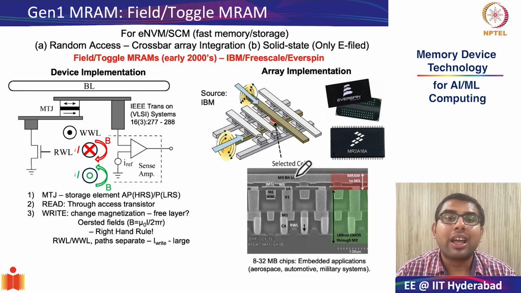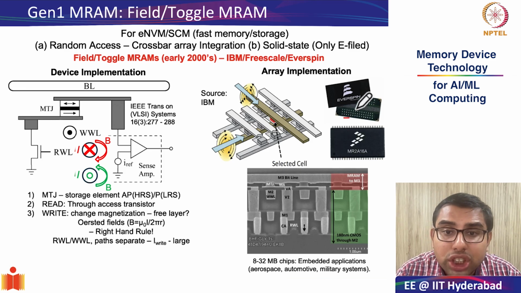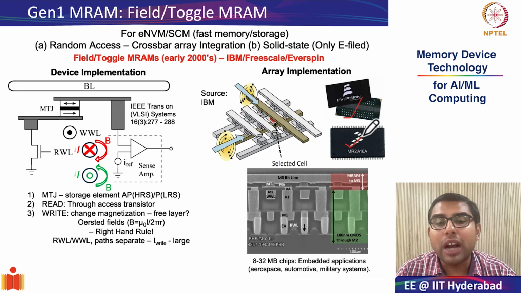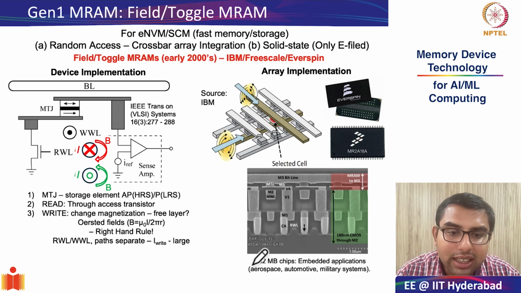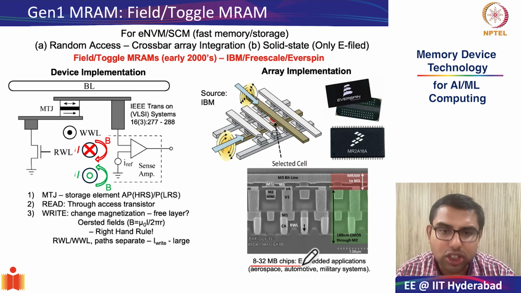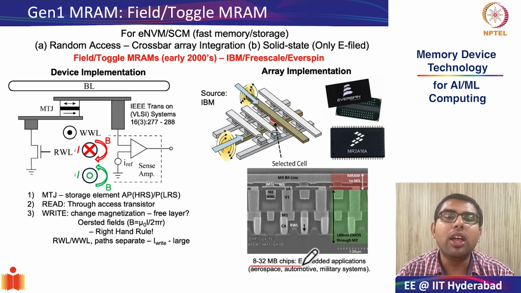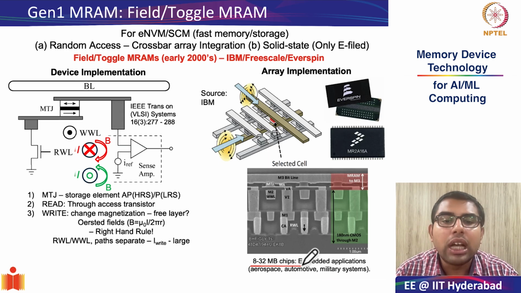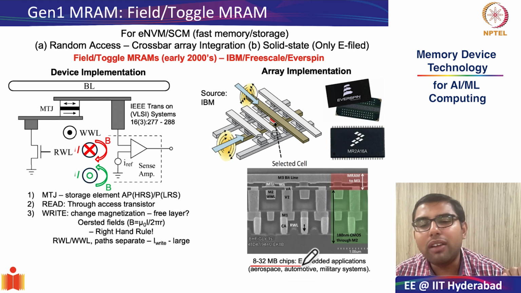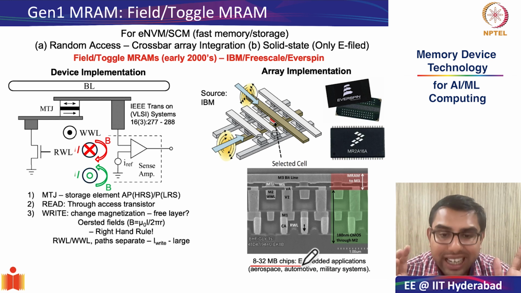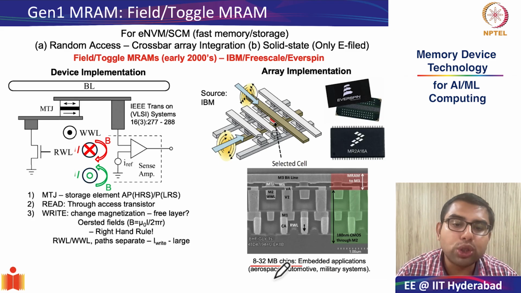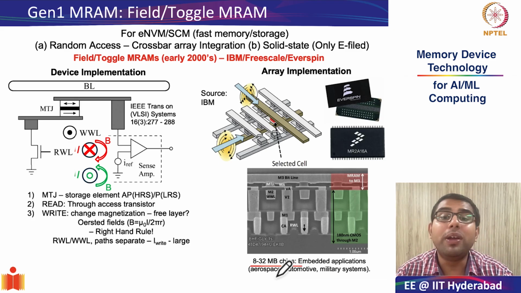So this kind of array level implementation was demonstrated by several companies like IBM, Freescale, Everspin, and there are several chips that came out, but they were primarily for niche embedded applications. The capacity that these chips could have was rather small. It was 8 to 32 MB, too small to qualify for mass storage, and therefore they were used primarily for embedded applications in niche areas such as aerospace, automotive, and also military systems.